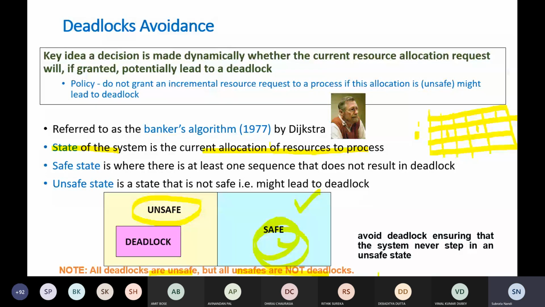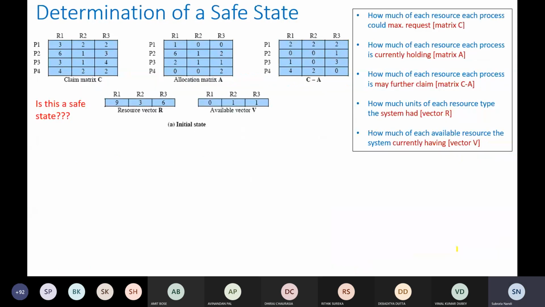So we'll take some examples and see what exactly it means. So to avoid deadlock, we ensure that the system never steps into an unsafe state. Can you see this example? Here, when we say the state of the system, the contents of these matrices and vectors denote a particular system state. Now, what is this?